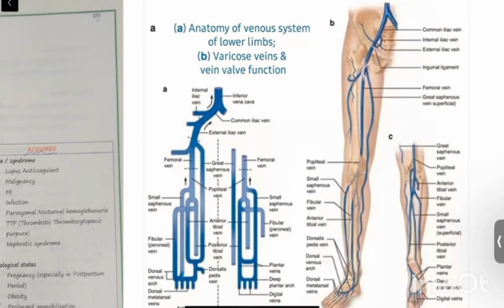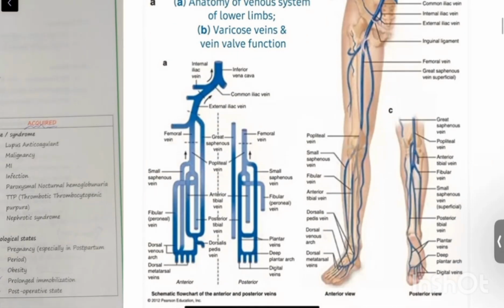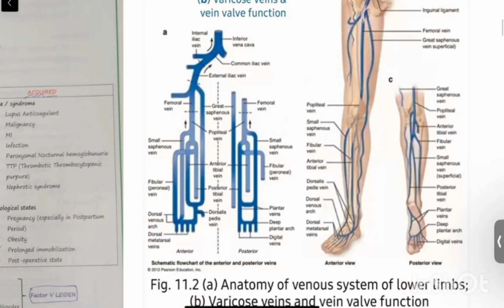What we need to know here is, just like we all know, venous drainage will start from the periphery and will come into the center. From all these digits, dorsal metatarsal veins will drain the blood and it will reach the dorsal venous arch, which will in turn reach the dorsalis pedis vein, anterior tibial vein and fibular vein. All these will reach the small saphenous vein.